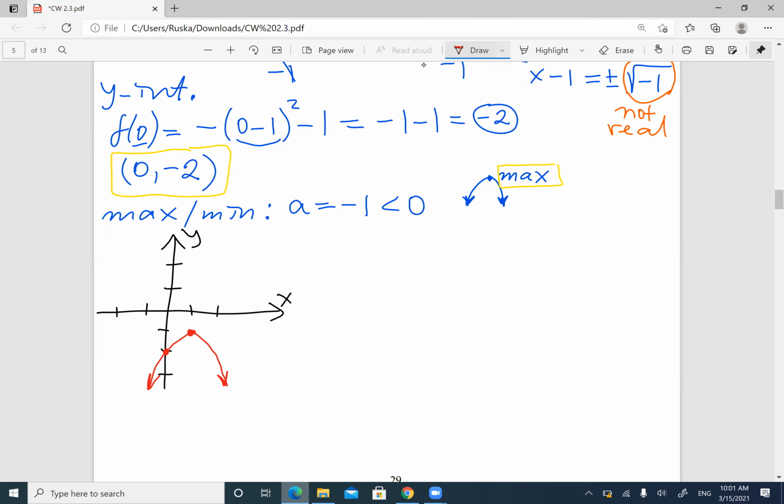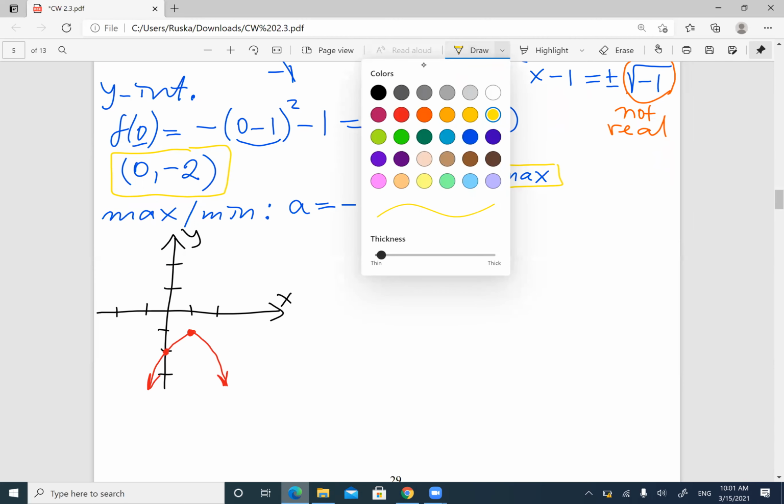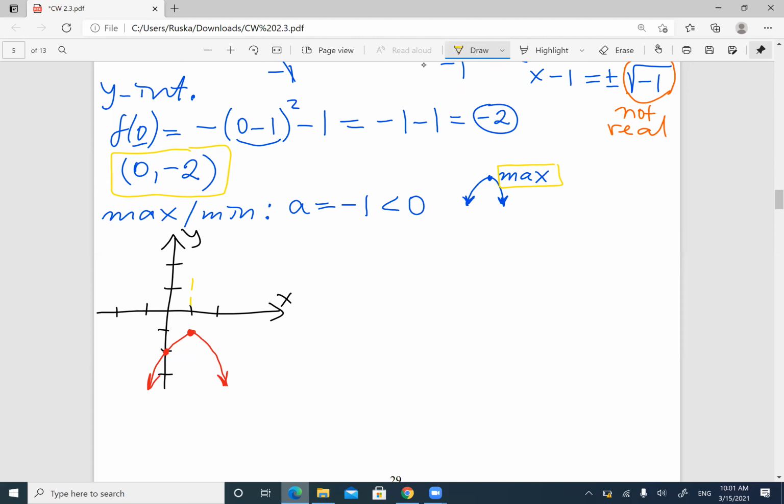And also you can graph the axis of symmetry. The axis of symmetry is going to go through the middle, and the equation is x equals 1, right? That's the equation. And x equals 1 is a vertical line going through 1. Okay, so this is the graph.